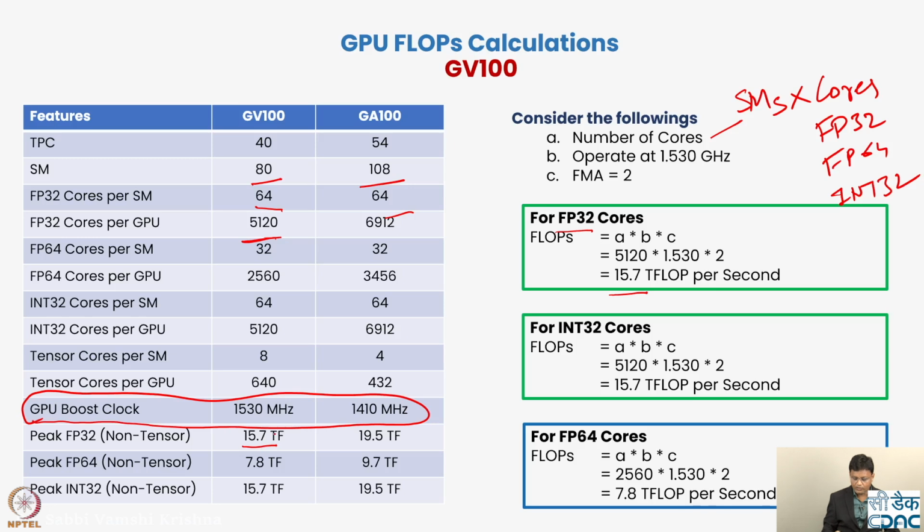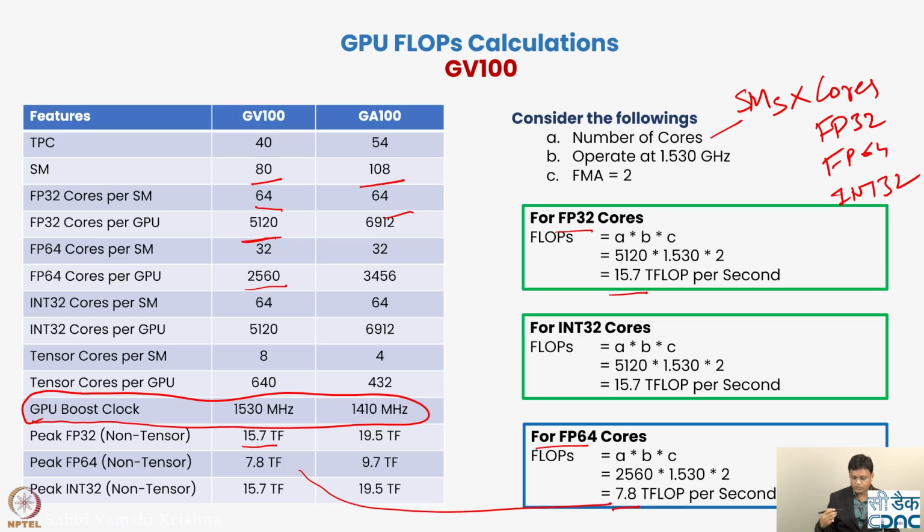Let us do the calculation again for FP64. If you see how many FP64 cores are present, only 2560 cores are present. The frequency and FMA values are the same, only the core count has been reduced. This is just half of FP32, as we have seen in the architecture as well. Per SM there are only 32 cores, or in a processing block there are only 8 FP64 cores available. So, it is 7.8 teraflops per second, and you can see these values match the calculated value.